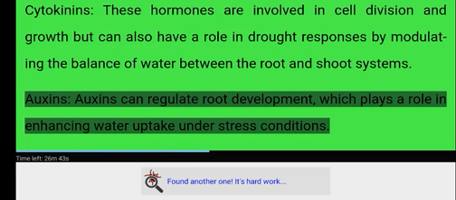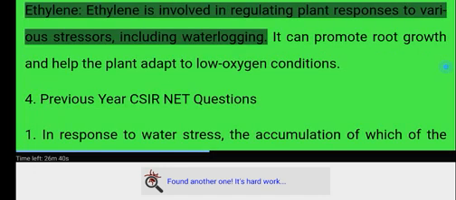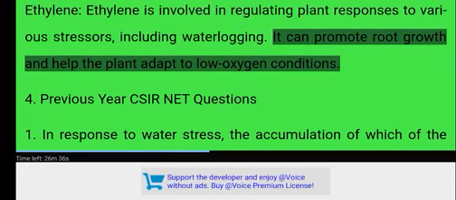Auxins: auxins can regulate root development, which plays a role in enhancing water uptake under stress conditions. Ethylene: ethylene is involved in regulating plant responses to various stressors, including waterlogging. It can promote root growth and help the plant adapt to low oxygen conditions.